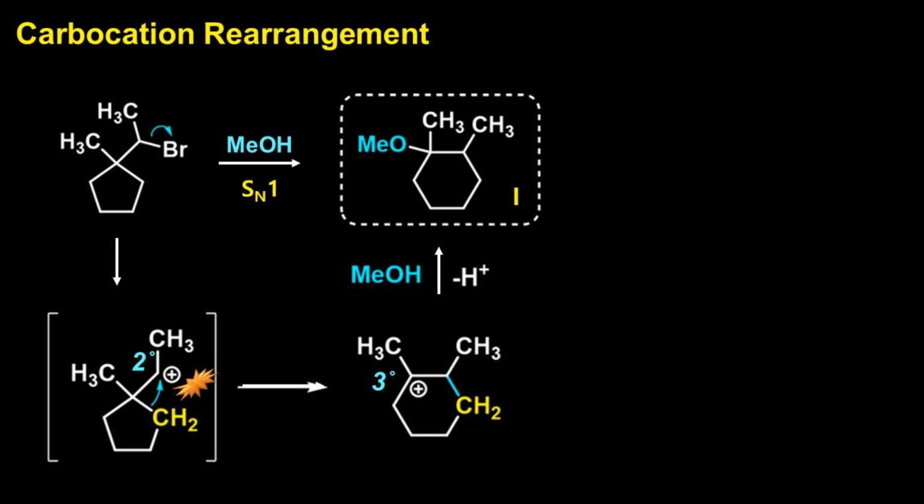Here's the key takeaway. Carbocation ions don't just shift positions between neighboring carbons, they can also rearrange rings, leading to more stable structures. Alright, that brings us to the end of our lesson on carbocation ion rearrangements.